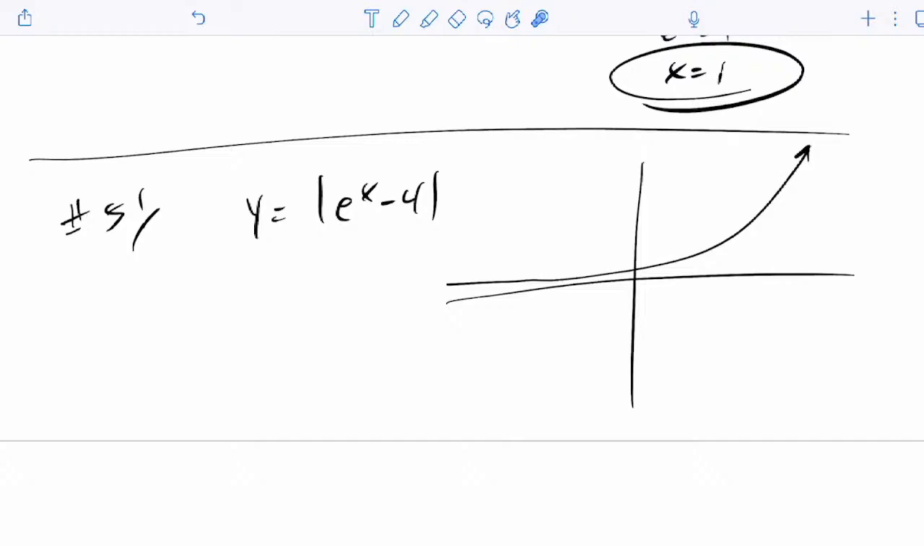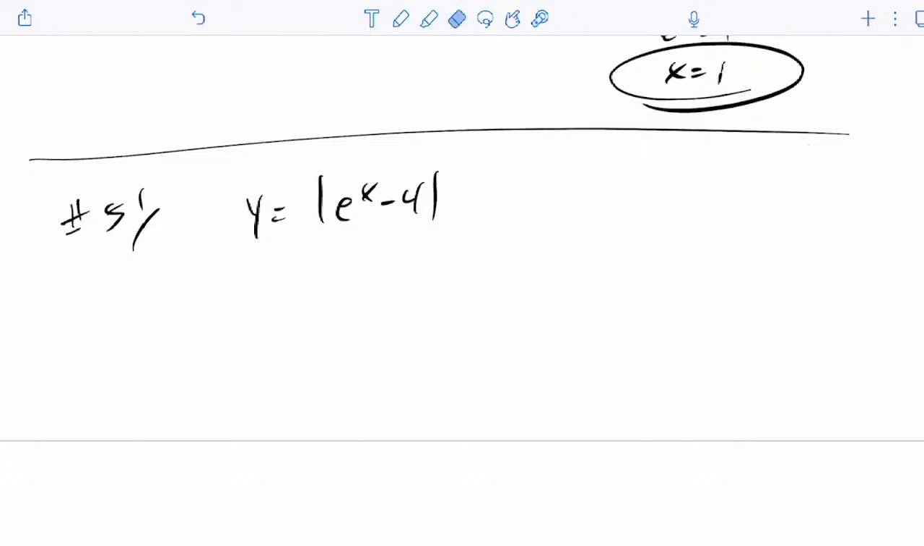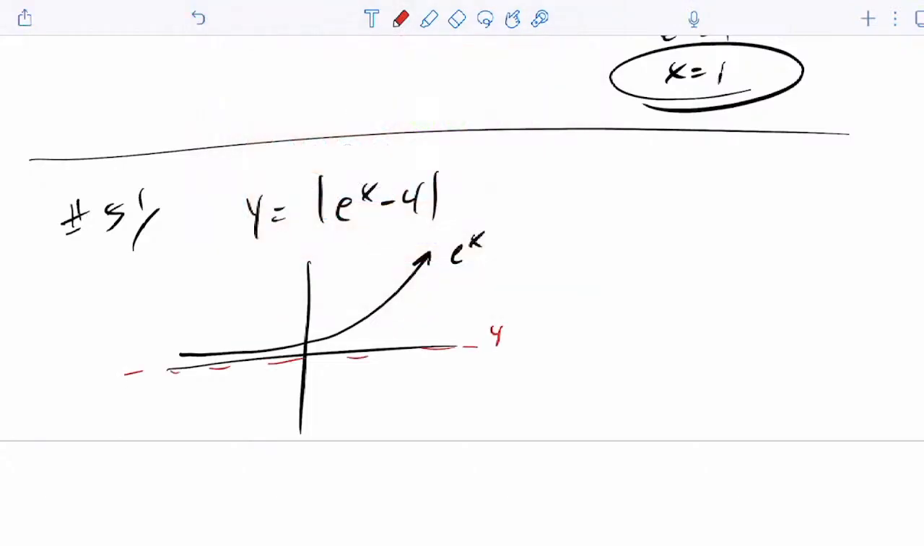Okay, Reem, for 51 here, you're going to graph the absolute value of e to the x minus 4. So the idea here is you have to know what your parent function looks like. e to the x is just a growth function. That's e to the x. If you do e to the x minus 4, this has a horizontal asymptote at y equals negative 4, right?